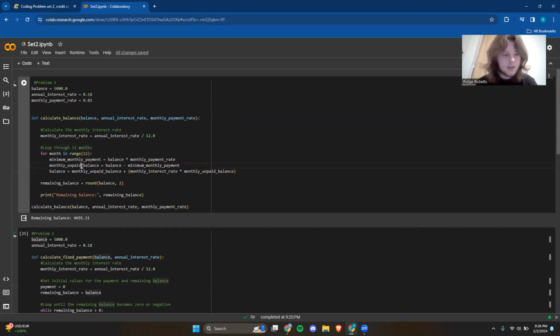And then after that, we calculate the monthly unpaid balance through here. And then after that, we will update the balance with interest. So balance equals monthly unpaid balance plus the monthly interest rate times the unpaid balance added to it. And then right here is where we update it. And then down here I used round to get the 2 decimal places for the result.